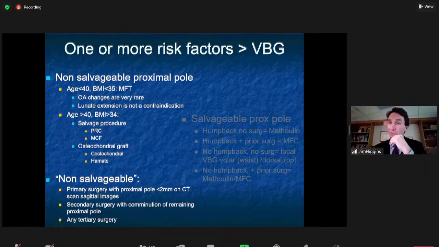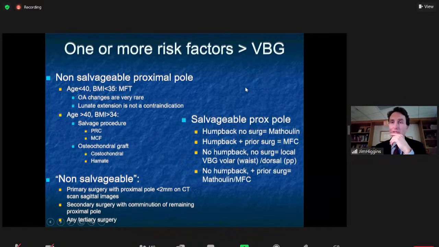If the proximal pole is salvageable, which is by far the majority of these patients, and for me, again, previous surgery is super important. Humpback is probably the second most important factor. So if they've had no previous surgery and they have a humpback deformity, that's typically a vascularized volar distal radius bone flap or a Mathelin reconstruction. If they've had prior surgery and it's a humpback, I will use a corticocancellous MFC volar approach. If there's no previous surgery and no humpback, they can have a local, either 1/2 from the back or a Mathelin from the front. These are the best subcategory. However, if there's no humpback and they've had prior surgery, for me, that's probably going to be a free MFC.